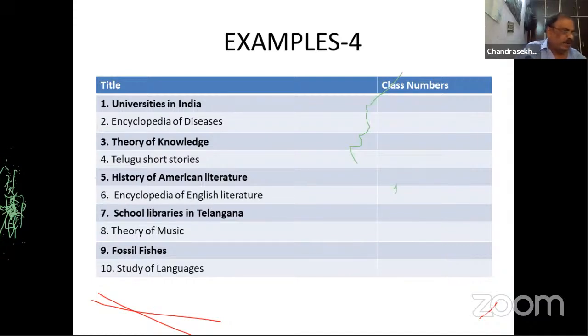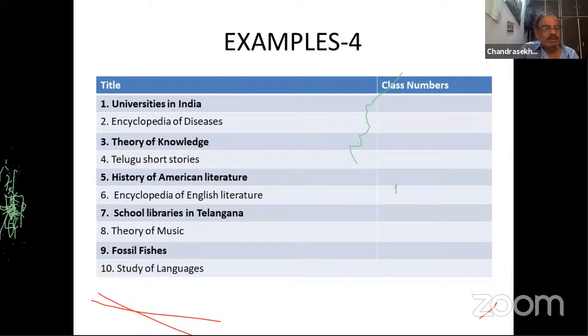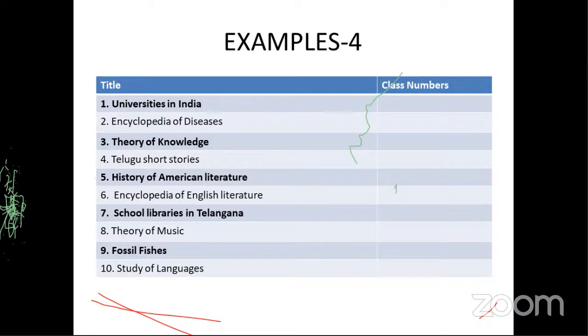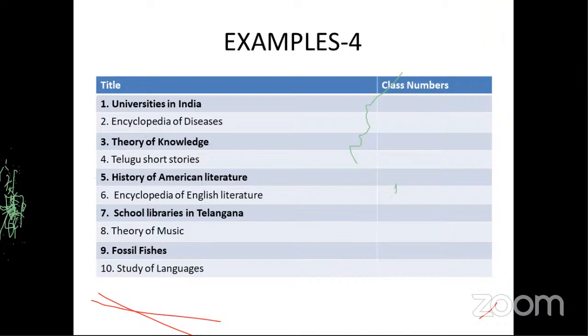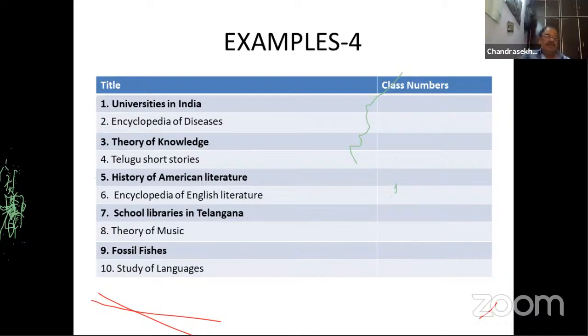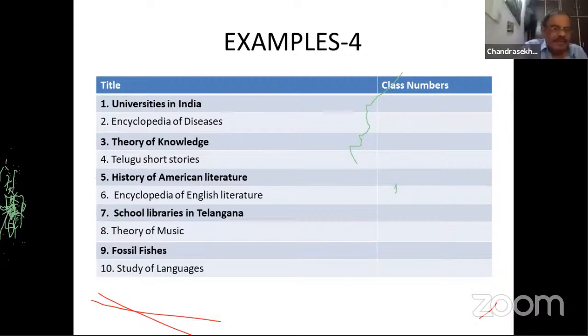So for American literature, 810, what you have to do: 09, historical and geographical treatment, from table 1. Historical and geographical treatment is 09. So you add 09 to American literature. So 810.09.